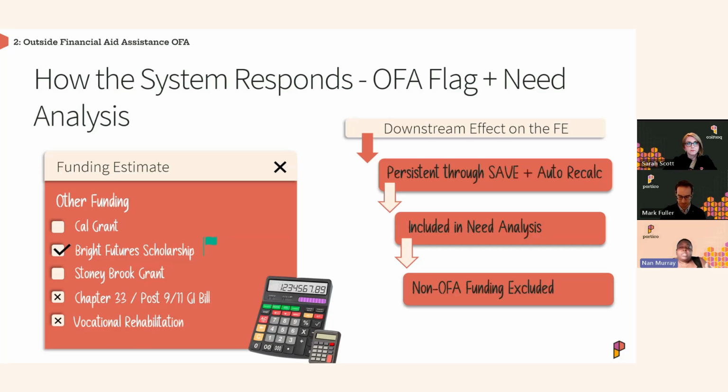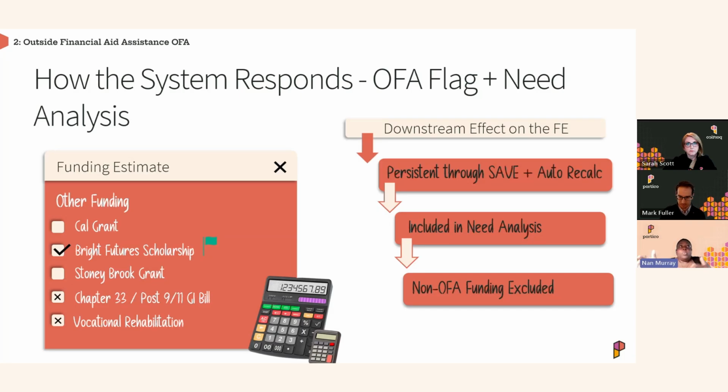OFA, of course, is calculated dynamically in the system. Scholarships and grants can be placed as OFA. You do not have the ability to flag any form of loans. Please note that when you go into your funding estimate and you're creating a funding estimate, typically the behavior that most of you know about is auto recalc. Whenever you check auto recalc and you hit save and refresh, it wipes out any form of non-T4 funding that you placed on the funding estimate. That is no longer the case.